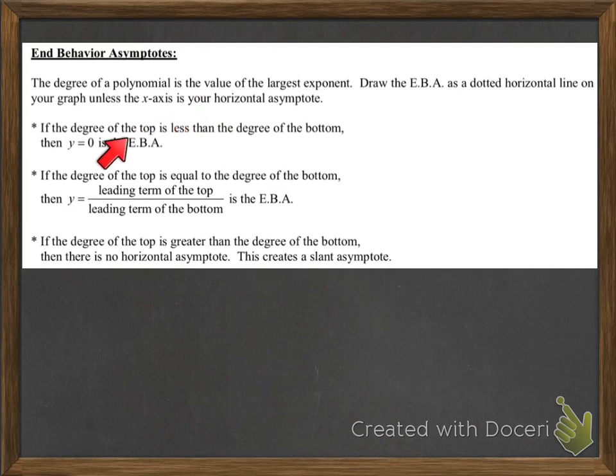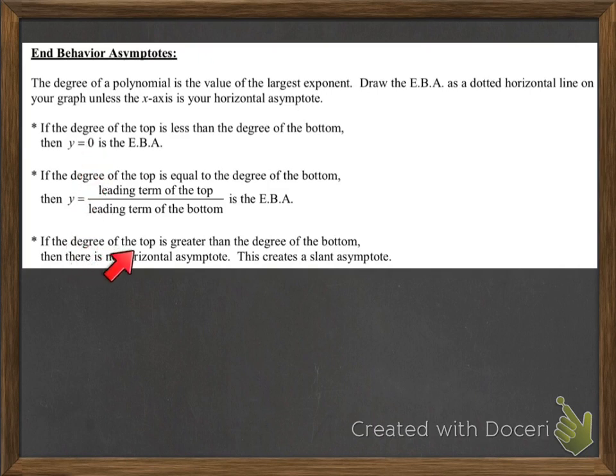And so if the degree of the top is less than the degree of the bottom, then y equals 0 is going to be your horizontal or end-behavior asymptote. And then if the degree of the top is equal to the degree of the bottom, then your horizontal asymptote is going to be y equals the leading term of the top over the leading term of the bottom. And I'll explain these in more detail as we get to the examples.